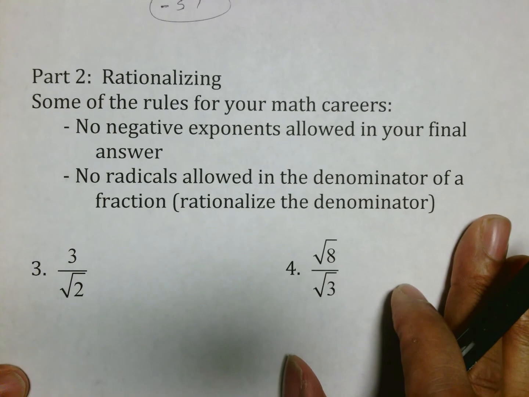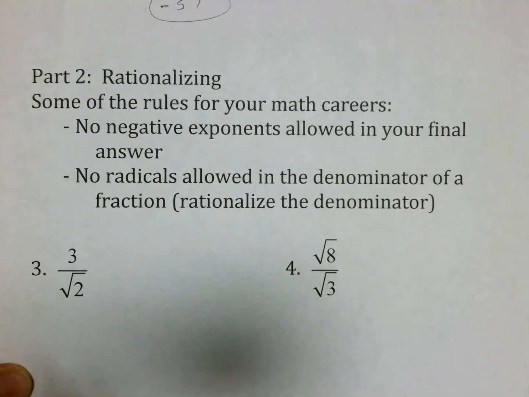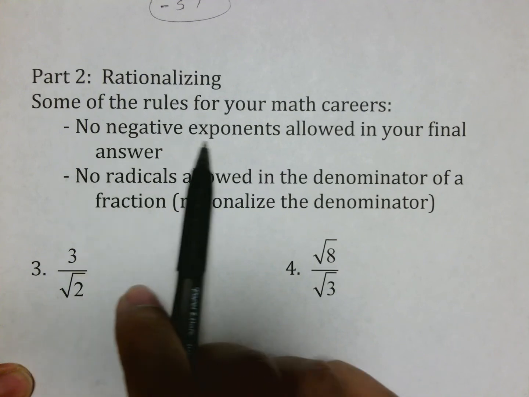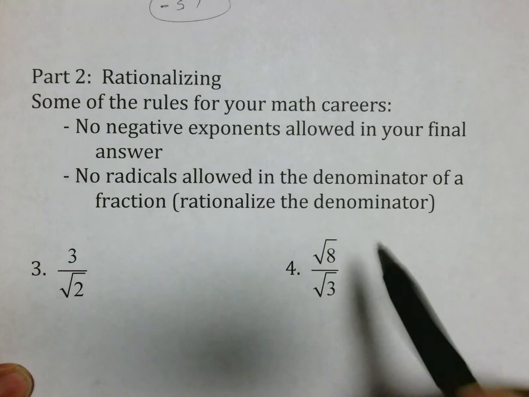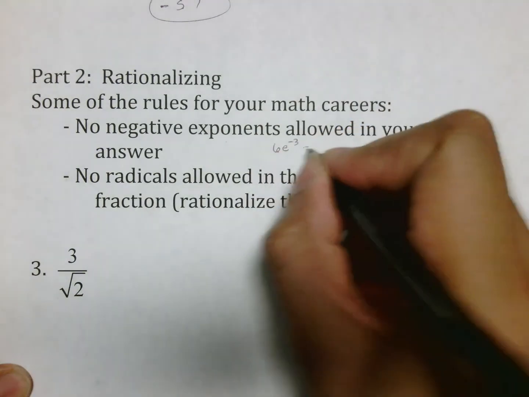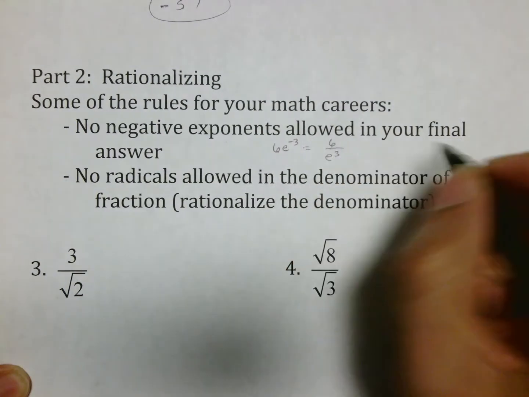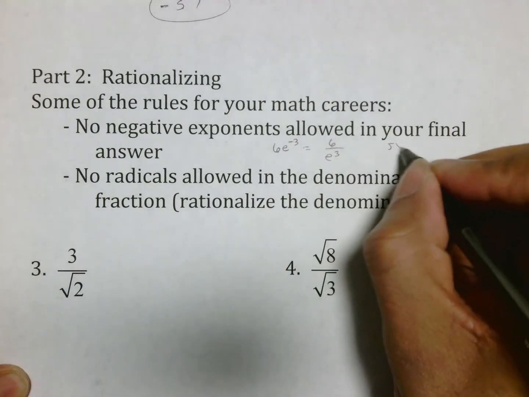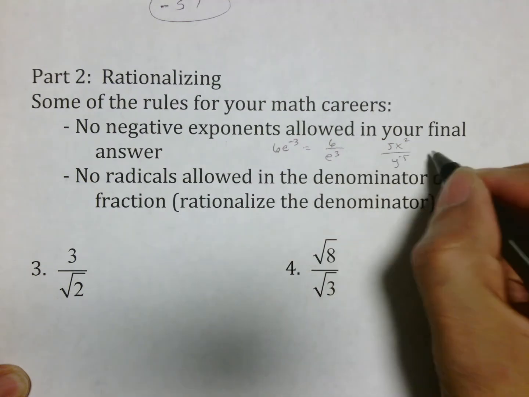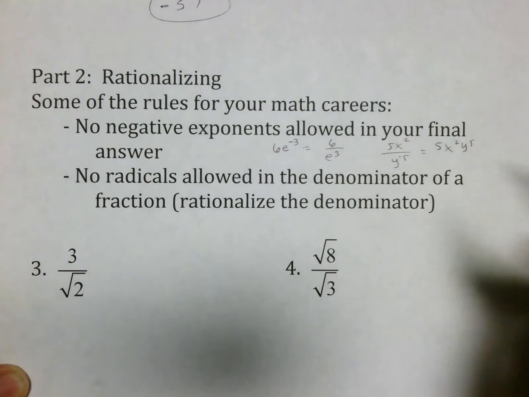The second part of this day is what we call rationalizing. Some rules for the rest of your math careers that you've learned. One of these you learned already in chapter 7. You can't have negative exponents in your final answer. Remember, whenever we ended up with 6e to the negative third, that negative third meant I had to move the e to the bottom. Or if I had 5x to the second over y to the negative fifth, this negative fifth meant I had to move the y to the top. So again, that was one thing.